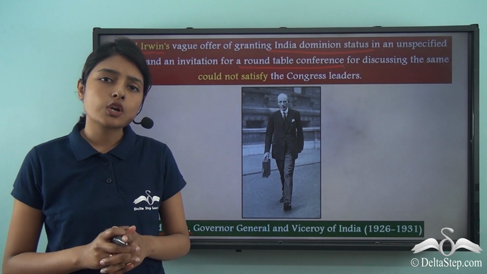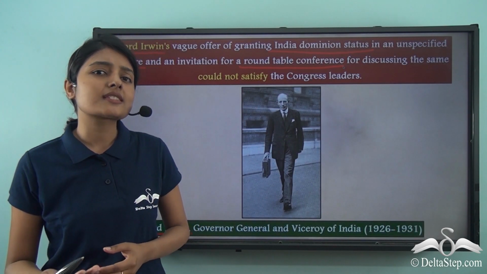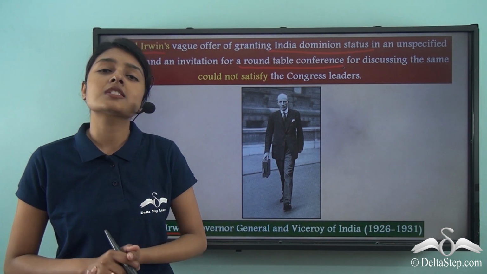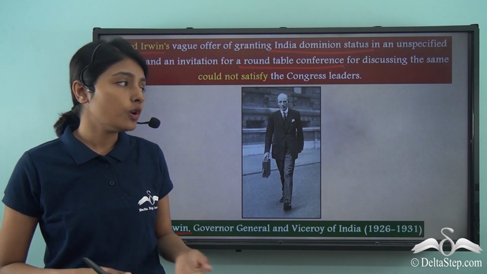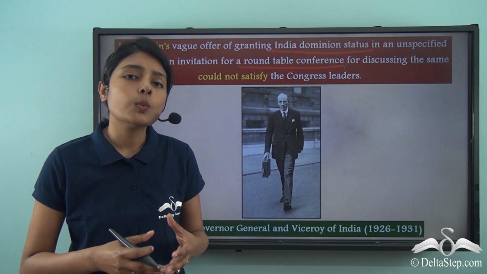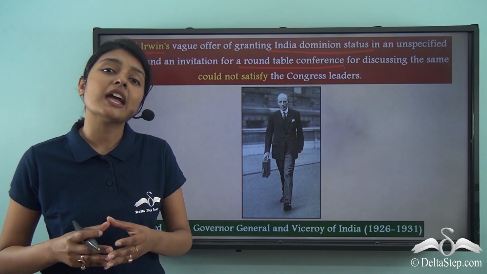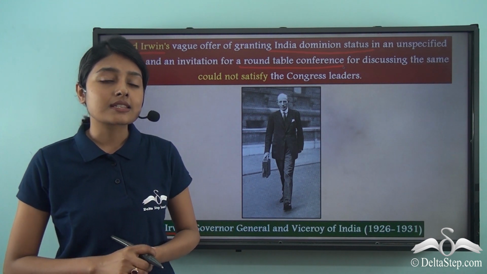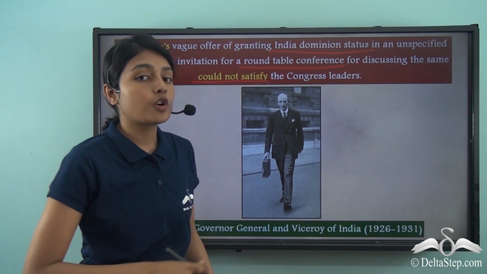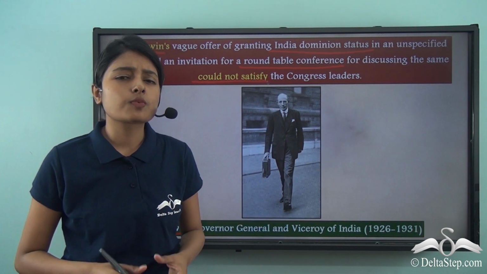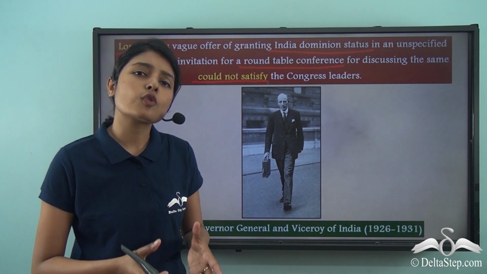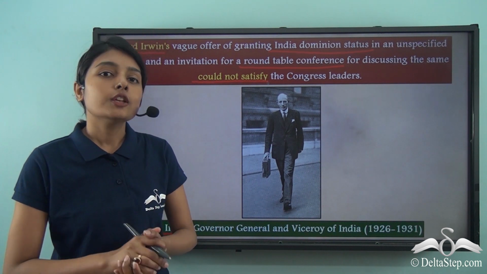But the Indian National Congress was not to be placated with this idea of dominion status which would be granted to India at an unspecified future. No one knew when Lord Irwin would give India dominion status, and in fact no one knew if this dominion status would ever be granted to the Indians. And so the Indian National Congress was not at all satisfied. The Congress leaders were very much dissatisfied when this idea of dominion status was almost turned down by the Britishers.